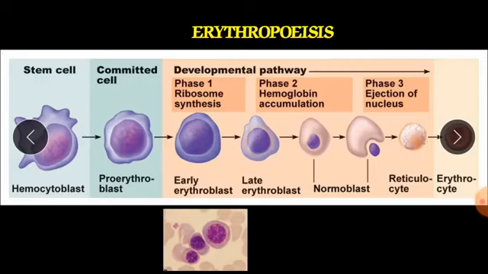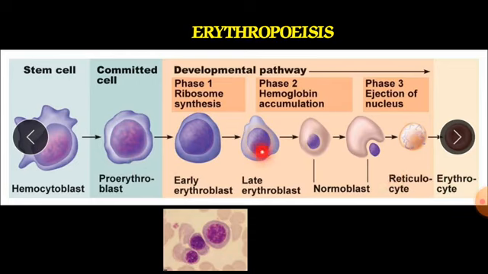Erythropoiesis: first, the stem cell is called the hemocytoblast, also called a pluripotent cell. From it can be formed the proerythroblast, which is a committed cell. After that come the developmental phases 1, 2 and 3. In phase 1, ribosome synthesis occurs, forming the early erythroblast. In phase 2, hemoglobin accumulation occurs, forming the late erythroblast. After that, the normoblast, and in the last phase 3, ejection of the nucleus; after the nucleus is released, it becomes the reticulocyte, and lastly the erythrocyte. So this is the journey of RBC formation.